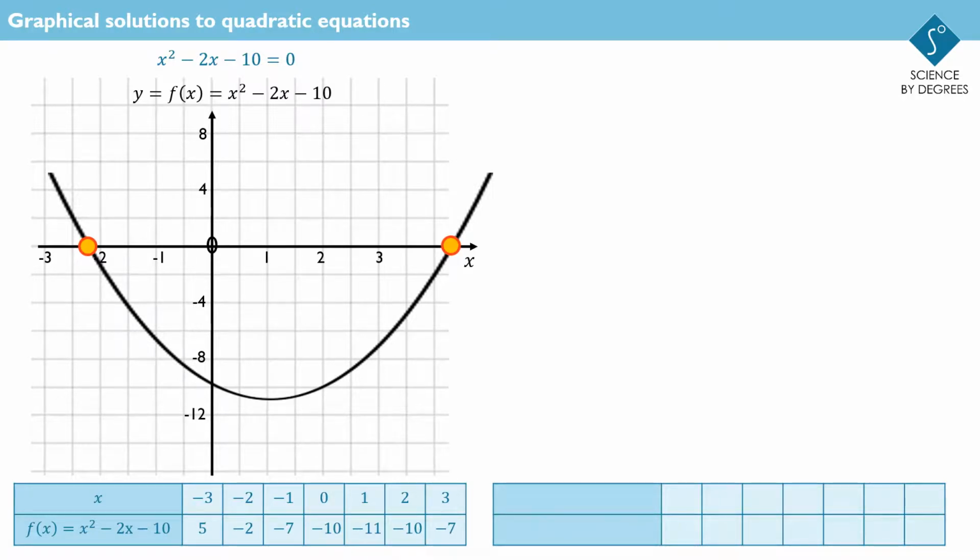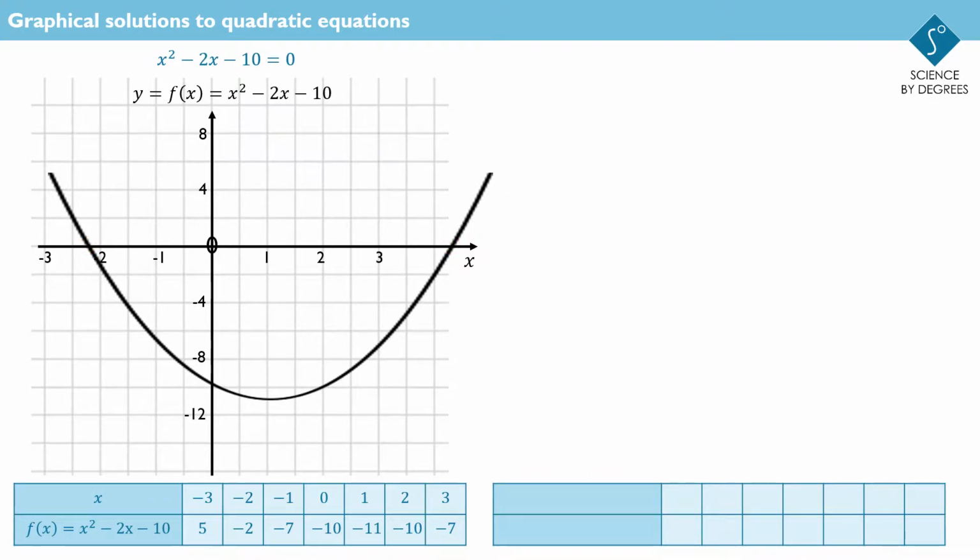This is where y equals f of x is equal to 0. But x squared minus 2x minus 10 equals 0 is exactly the equation we're trying to solve. So the points at which the graph crosses the axes are the solutions of the equation. We can see that the solutions are x equals 4 and a bit and negative 2 and a bit, which tally with the algebraic approach we took in the previous video.